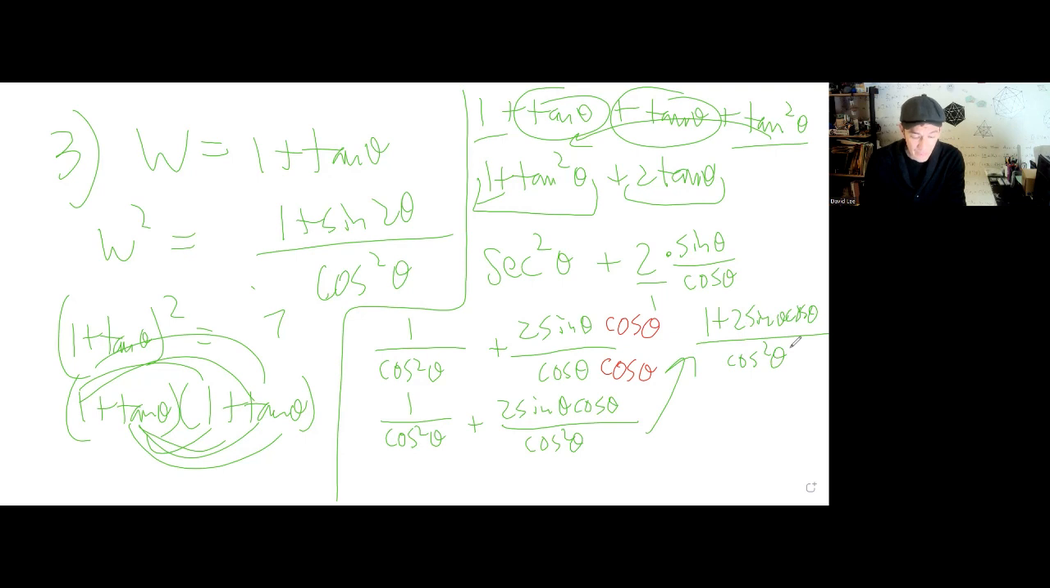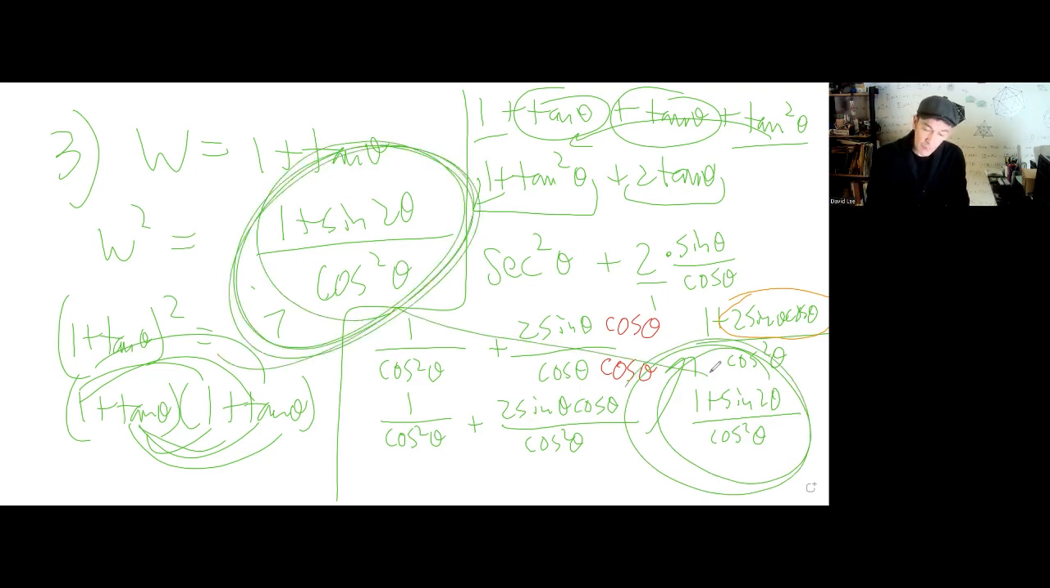But then remember that here in orange, 2 sine cosine is just sine of 2 theta. That's your double angle identity. 2 sine cosine is just sine 2 theta. And then if you stop and look at what you were trying to make this match with, we're done. We have verified this identity.